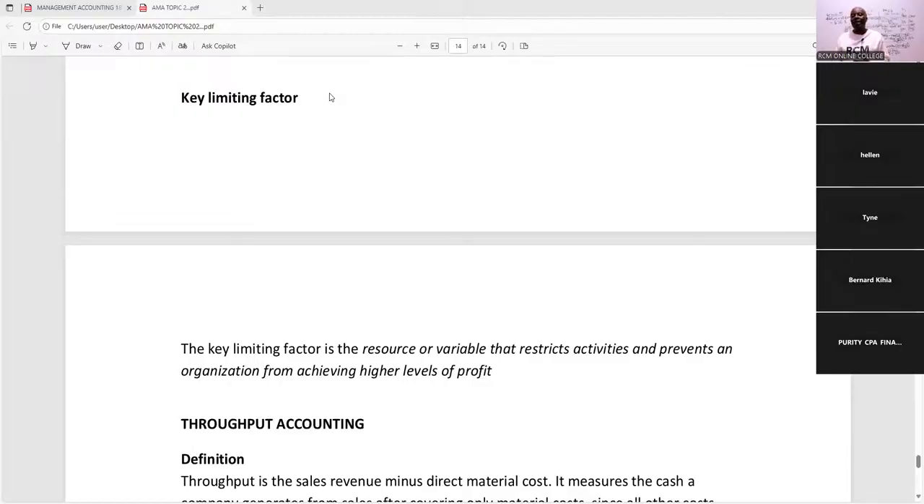So you can see a key limiting factor. This is a factor that limits you, a factor that prevents you from hitting your best levels. A key limiting factor is the resource or variable that restricts activities and prevents an organization from achieving higher levels of profit.